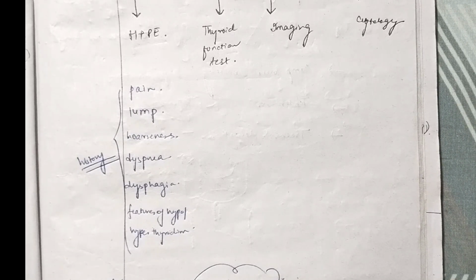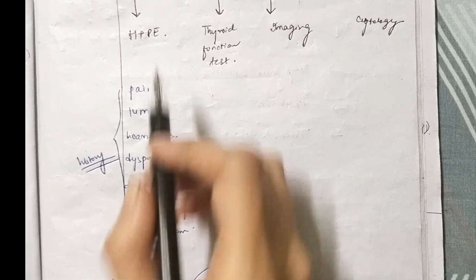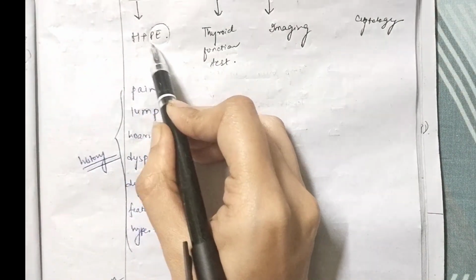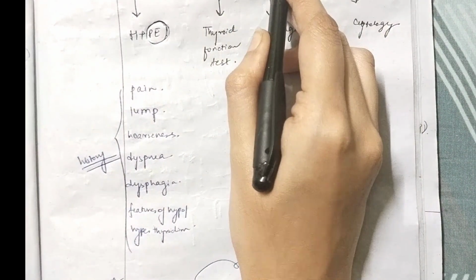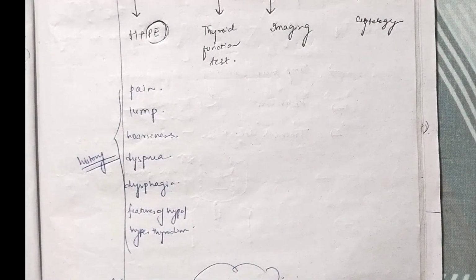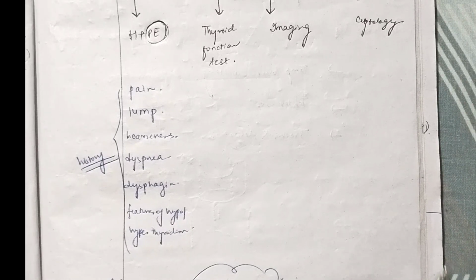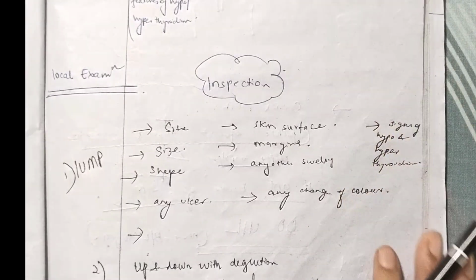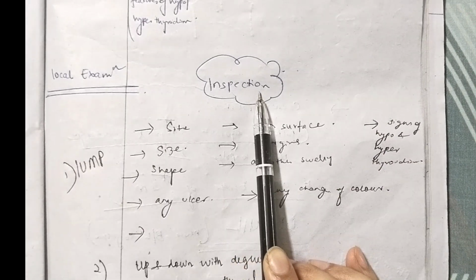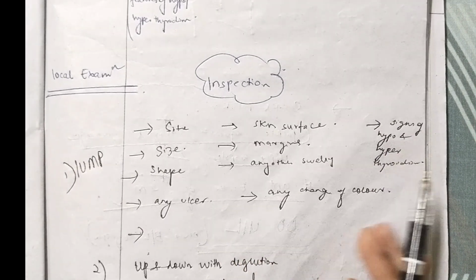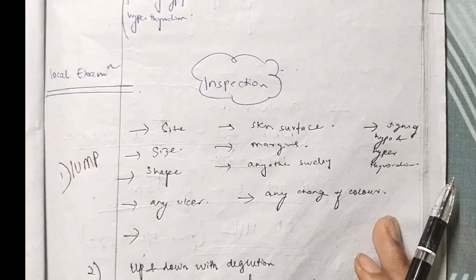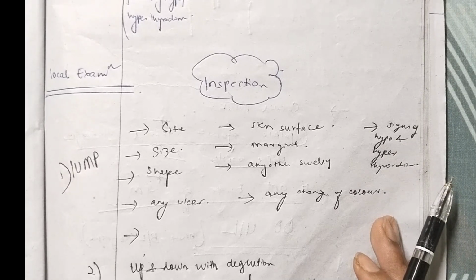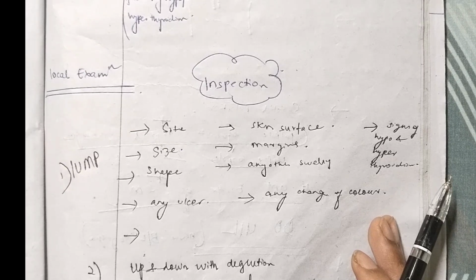Now, next, we go to the physical examination of the thyroid gland. As this is a swelling, you have to take it as a case of swelling and do the inspection, palpation, percussion, and auscultation. Now, for any swelling, under inspection, what do you see? You see the size, you see the site, you ask for the onset, the progression, the duration, any skin changes over the swelling, color changes, venous prominences.